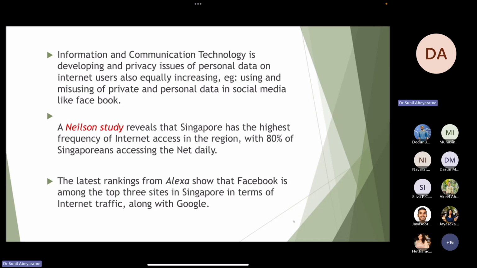Now, when you look at a Nielsen study, it reveals that Singapore has the highest frequency of internet access in this region, with 80% of Singaporeans accessing the net daily. The latest ranking from Alexa shows that Facebook is among the top 3 sites in Singapore in terms of internet traffic, along with Google. I don't think that someone has done such a study in Sri Lanka, but I can see that Sri Lanka is second to Singapore. When you look at what is happening in society and reports, of course, we can see that we are also at the same level as Singapore.